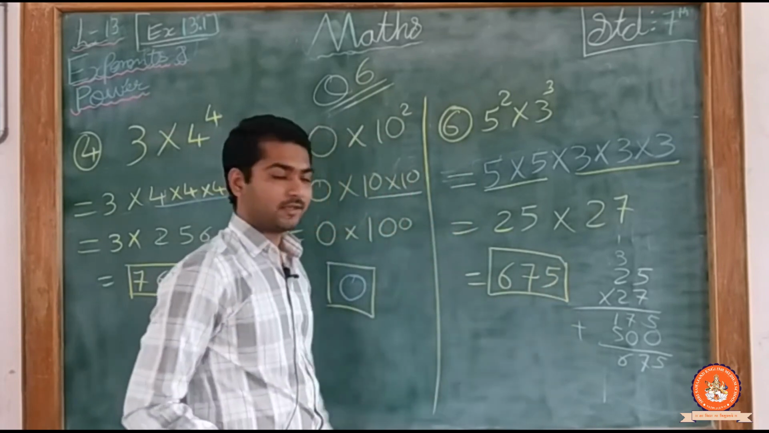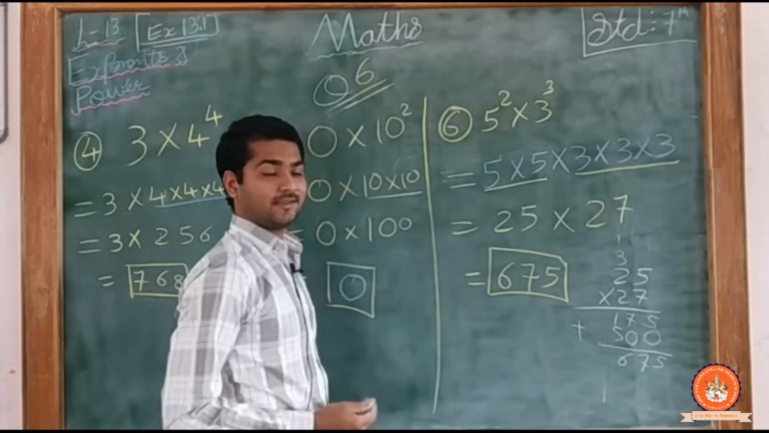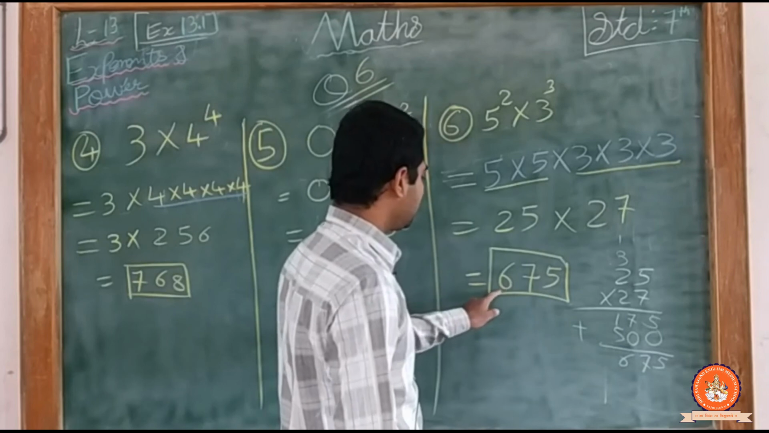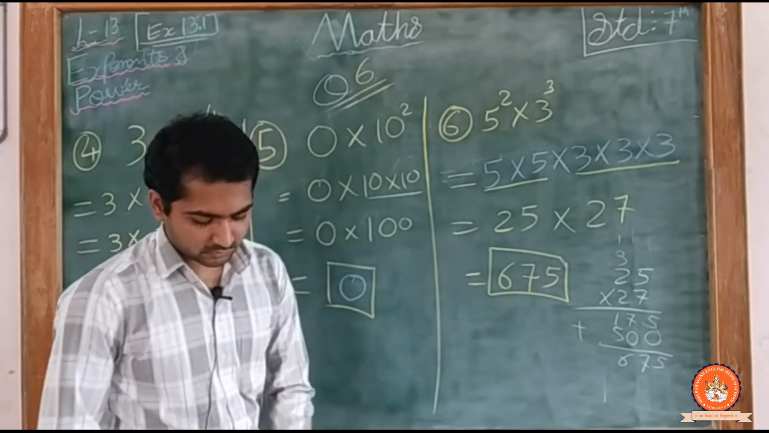थोड़ा उल्टा हो गया कि नहीं? 5 6 7 हो सकता था, है ना? Nevertheless, 675 is my answer for this question.